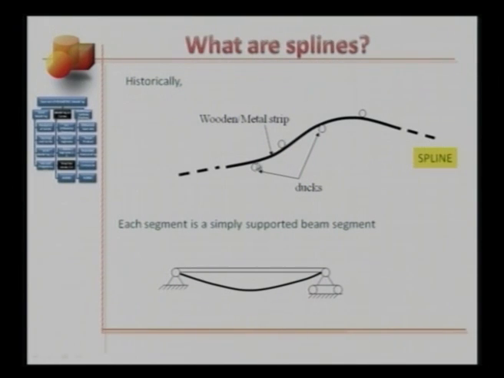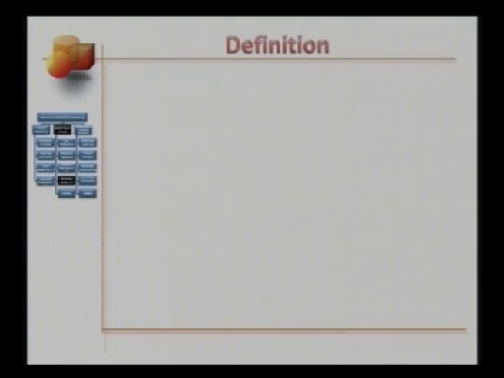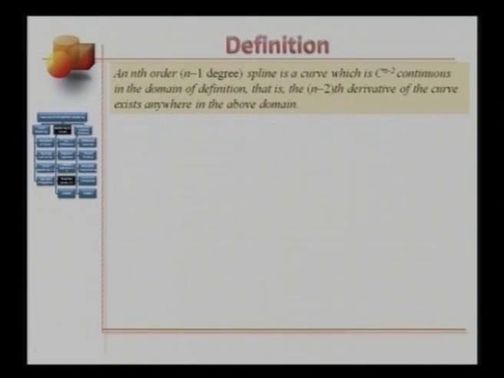We are considering this entire strip. And what we are saying is this strip is a cubic spline. It may be possible for us to generalize and define what an n minus 1th degree or an nth order spline is. So the definition of a spline: an nth order, which is an n minus 1th degree curve. A spline is a curve which is C^(n-2) continuous in the entire domain of definition.